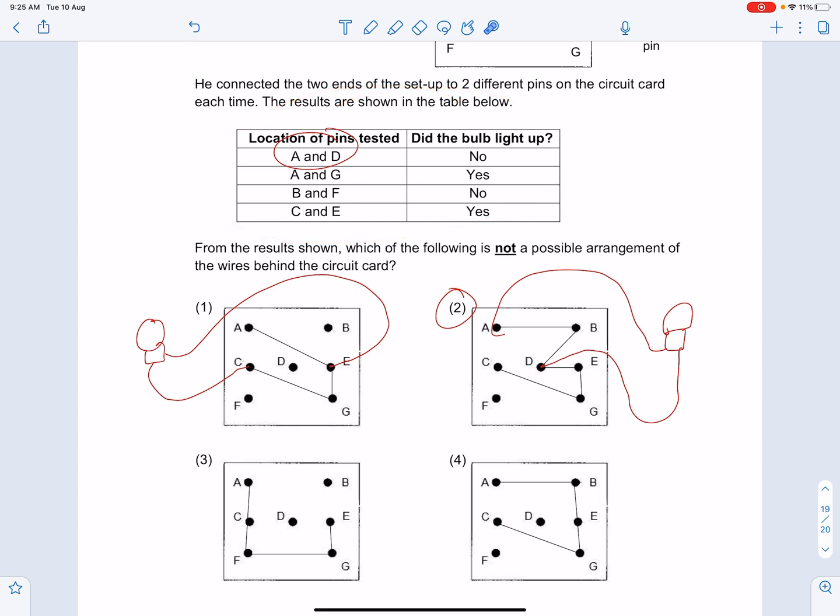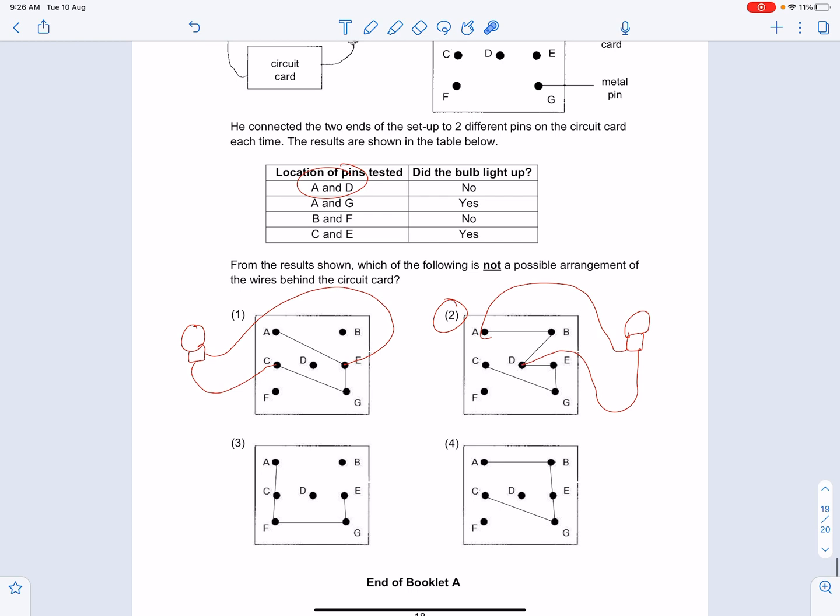Usually they will ask for which one is possible, but in this case they ask for not possible. All right, so with that, we've come to the end of this paper. Thank you.